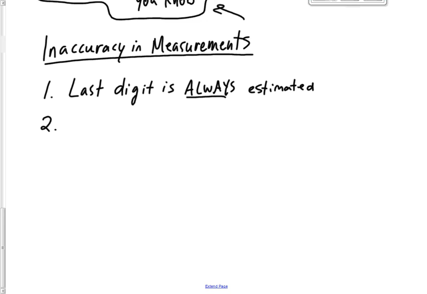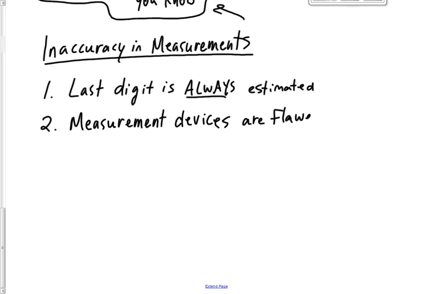Okay, the second is that measurement devices are flawed. There is no perfect measurement device. Things have to be calibrated. If it's more of a high-tech type thing, even rulers could be messed up during manufacturing. So measurement devices are flawed. Okay? That is accuracy in measurement, how to measure, and inaccuracy in measurement.